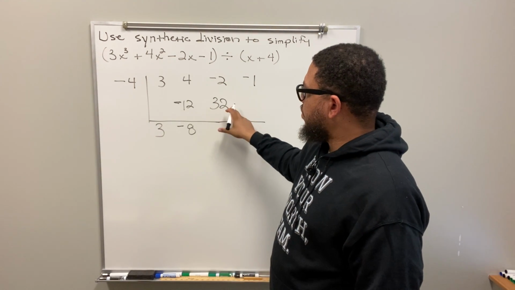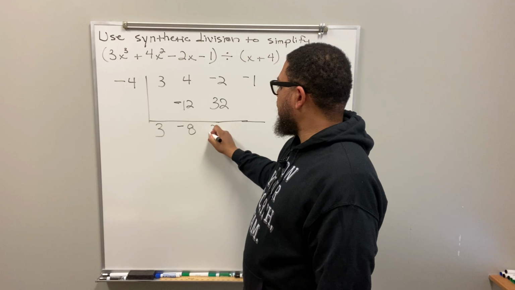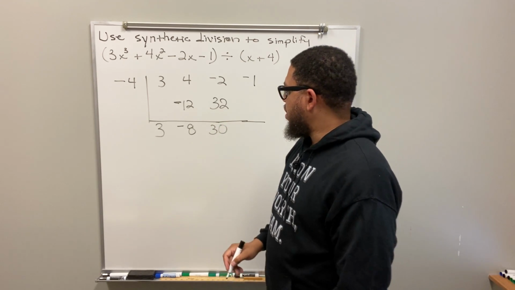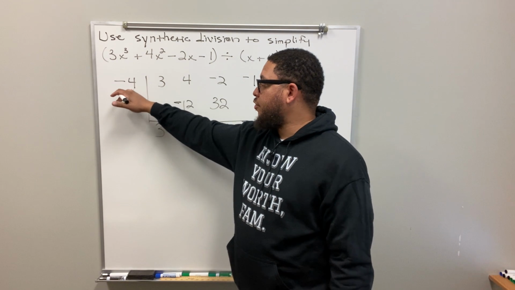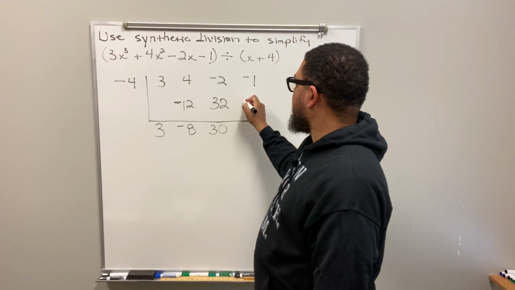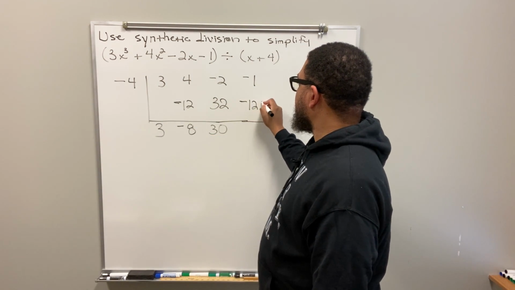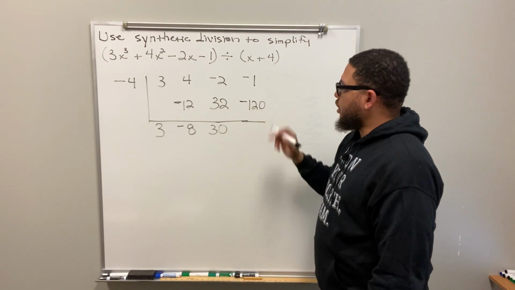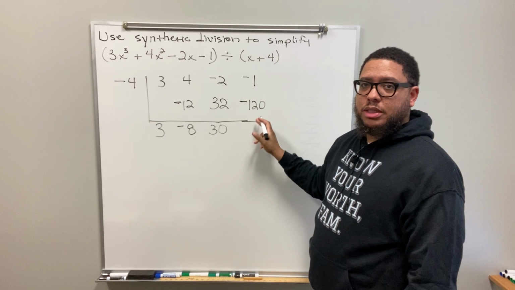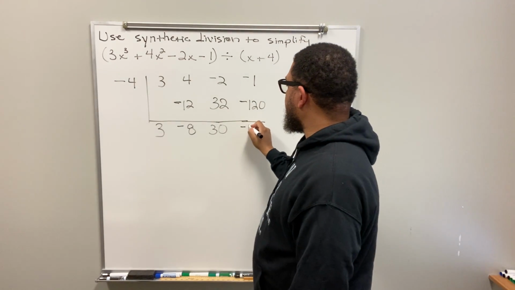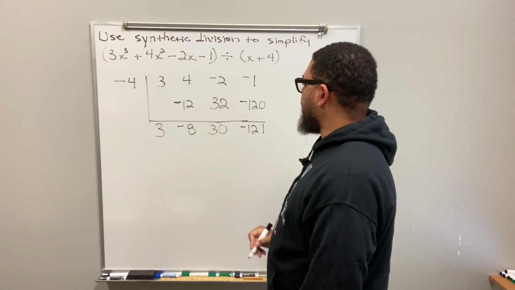Negative 2 plus 32 gives me 30. All right, that gives me 30. Now I'm going to multiply diagonally again. Negative 4 times positive 30 is negative 120. So negative 120. And now I add vertically. Negative 1 plus negative 120 is negative 121.